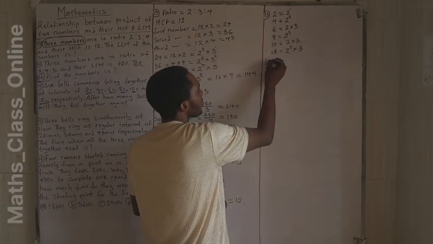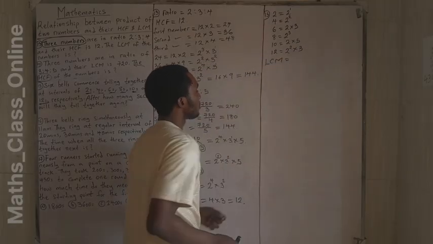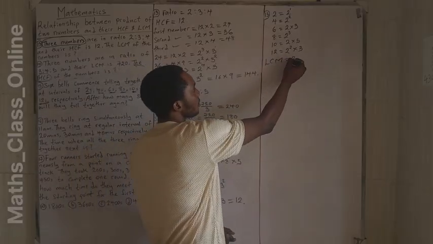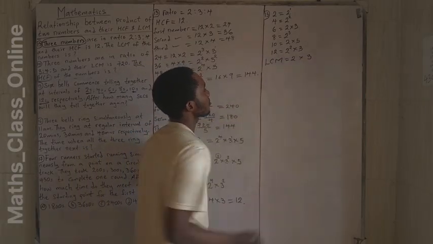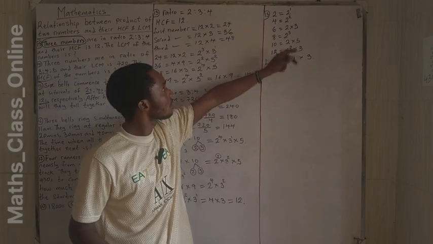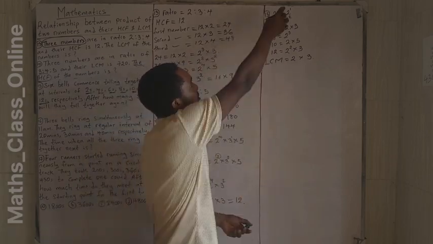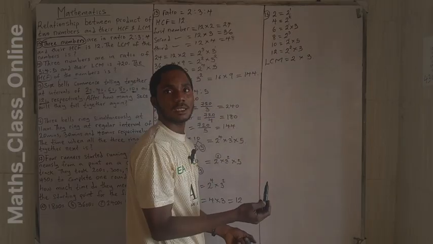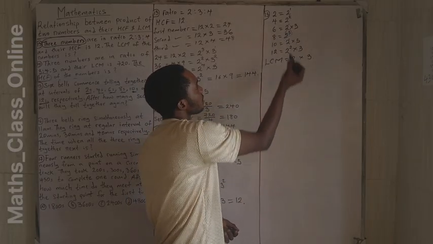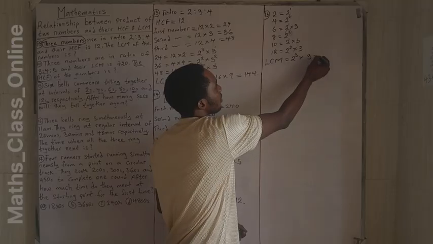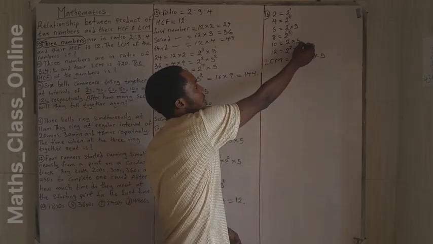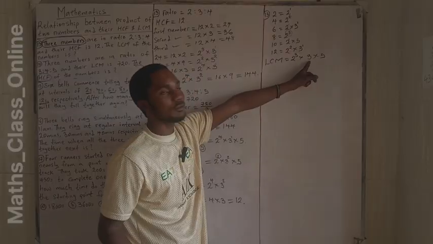Now, what is the LCM? The prime numbers we have here are 2 and 3. The highest power of 2 is what? We have power of 2 to be 1, this to be 2, 1, 3, 1, 2. The highest is what? The highest is 3. We also have 5. Power of 3, this is 1, 1. So we are going to have just 3 here.